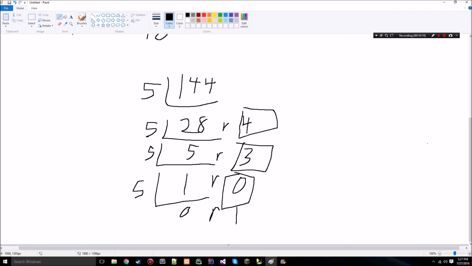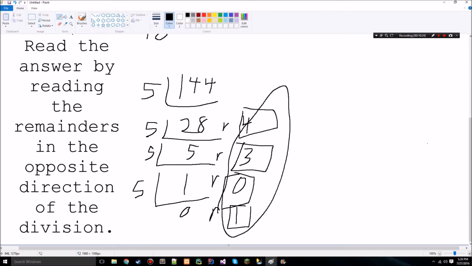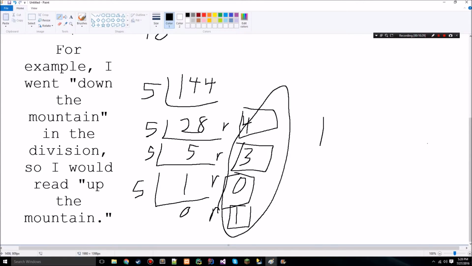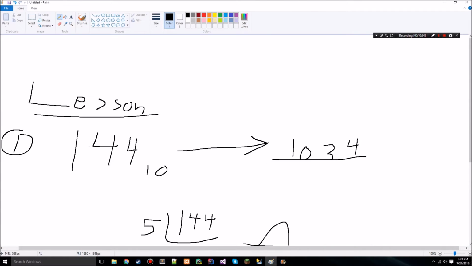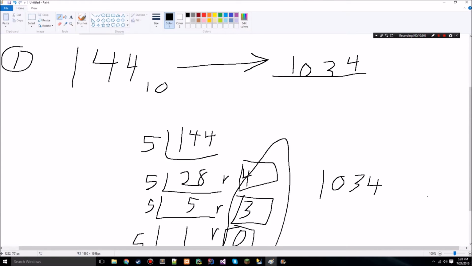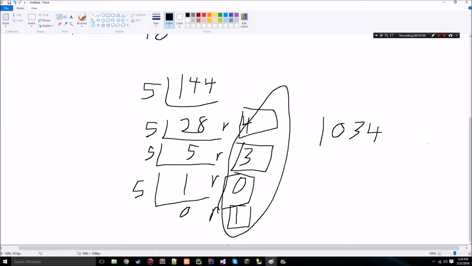So now what you do is you work your way back up to the beginning, and then you write it out left to right: 1034. So you're pretty much writing down your remainders. And we get the same answer, as you can see. And if you feel more comfortable writing bottom to top, so you can just read straight down your answer, you can do that as well. It just depends on how you see it, which way works best for you.